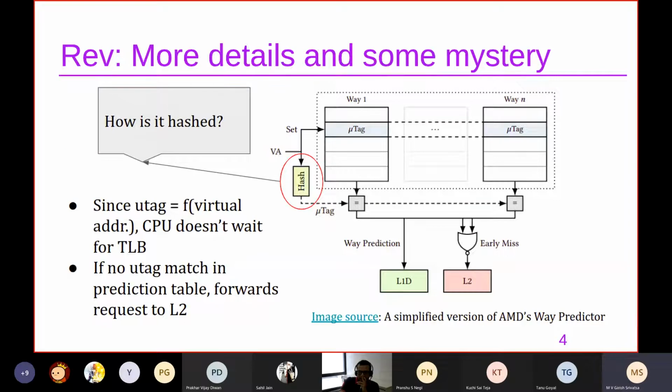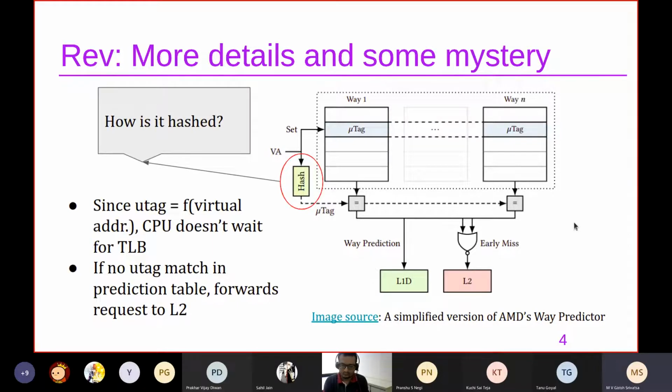Let's go for some more details. This data structure that is visible here is known as the way predictor table. For each set, across all ways, you have the mu tags of the address that brought that line into cache. Once you get an access for a particular virtual address, you compute the hash, obtain its mu tag, and check it across all of the ways within the particular set. Although this might seem no different from checking the physical tag across all of the ways, this performance delay will be subsumed within the TLB access before the physical tag is checked.